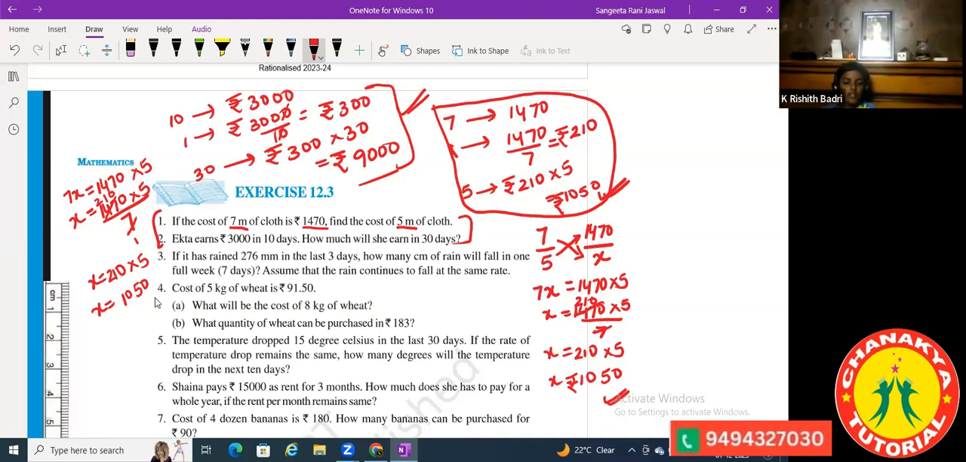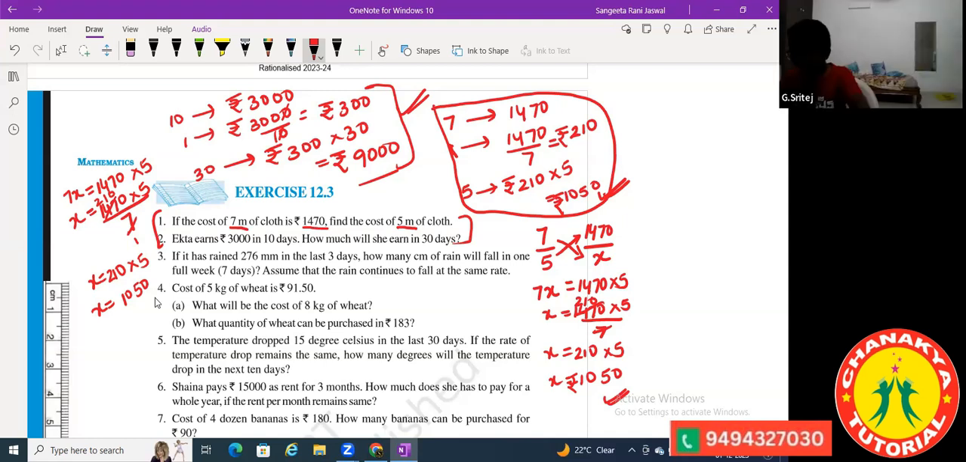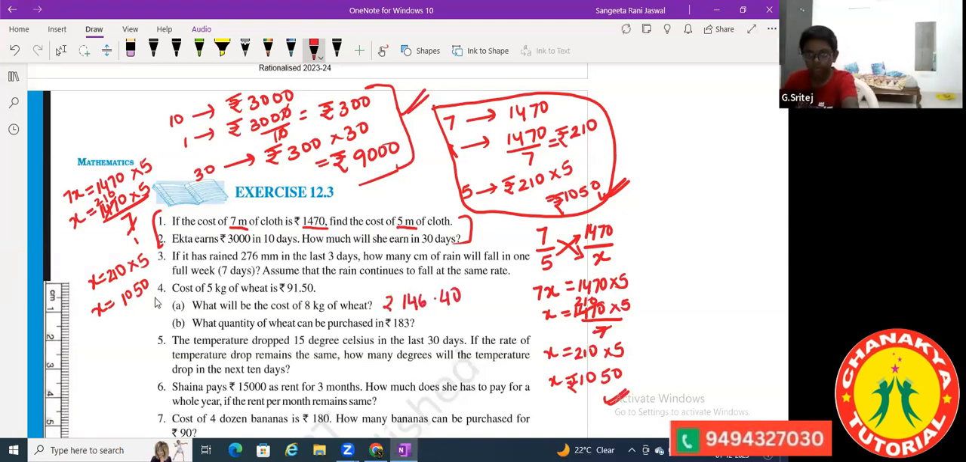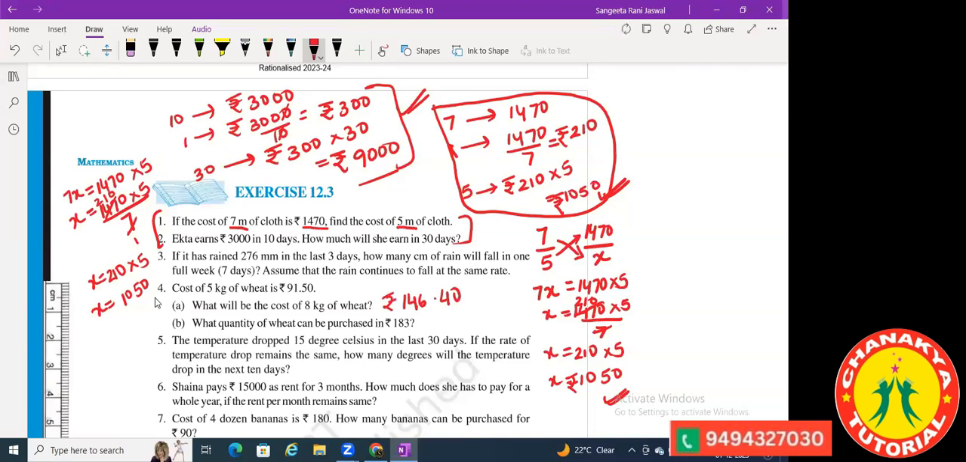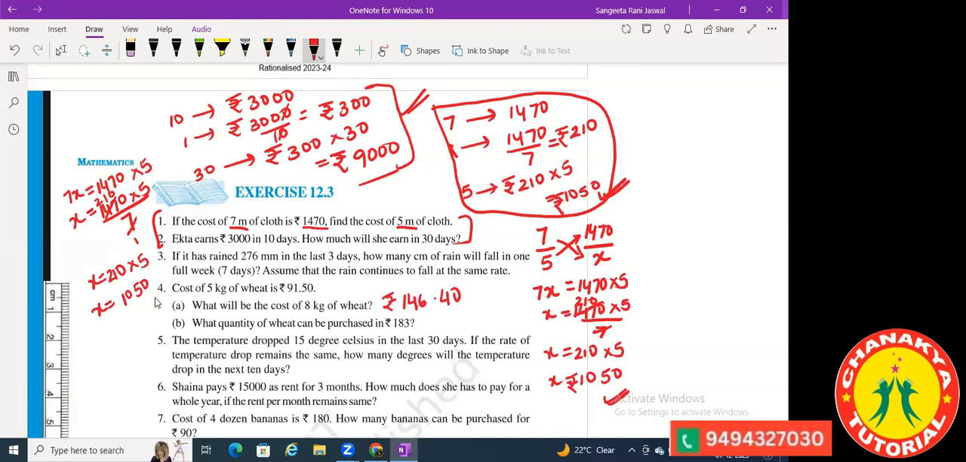Ma'am, like we need to remove the decimal, so we need to multiply. No need to remove. Just in the unitary method, you don't need anything. You can do with decimals also. You can do without decimal also. Ma'am, it's 146.40. Okay, this is the cost of 8 kg wheat. Are all getting the same answer? Yes, ma'am, 146.40.